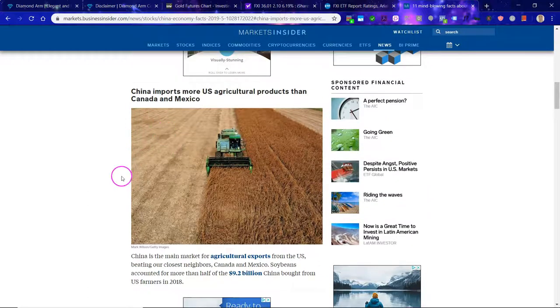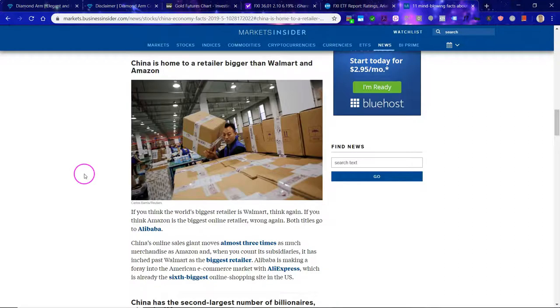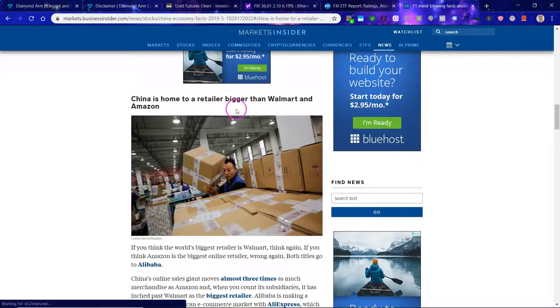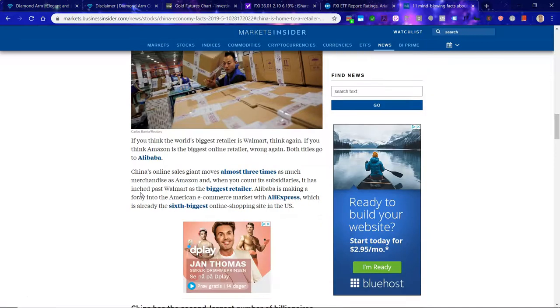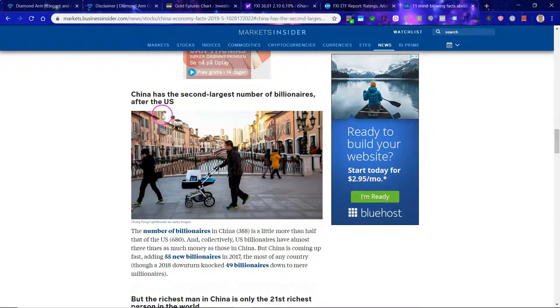And that's one of those big topics Trump is interested in. China is home to a retailer bigger than Walmart and Amazon, that's Alibaba, a company that we will look at in more detail later. China has the second largest number of billionaires after the US. So this is one of those stories of China that we've seen.